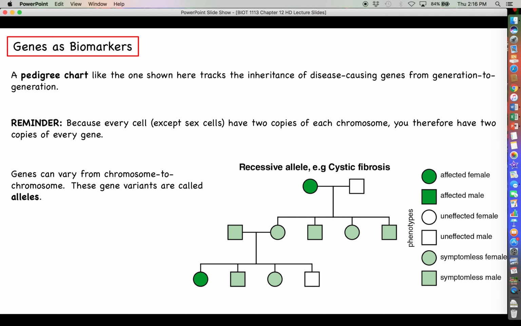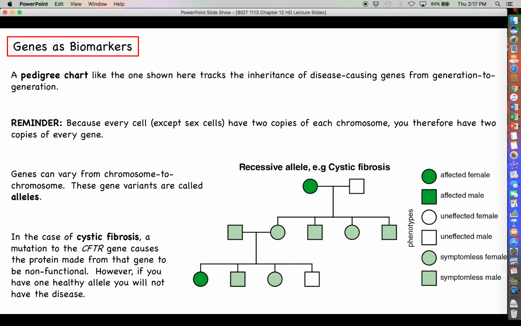Now, genes can naturally vary from chromosome to chromosome, and these gene variants are called alleles. Having different combinations of alleles gives us our different physical characteristic traits, like our hair color, our eye color, how tall we are, the shade of skin that we've got working for us. So having different gene variants, these alleles, is actually fairly normal. But some alleles are severely mutated and they do cause disease, like what we're seeing here in cystic fibrosis.